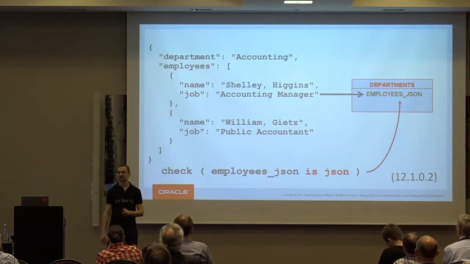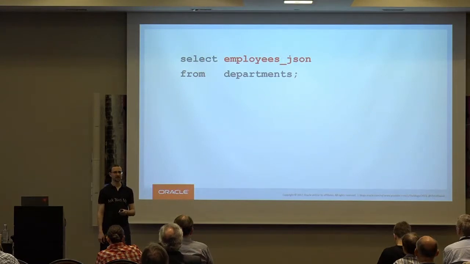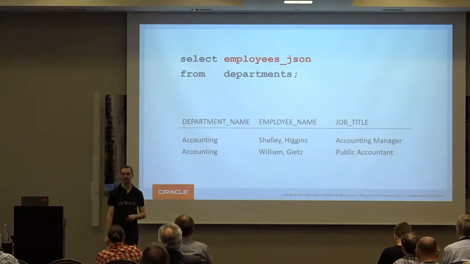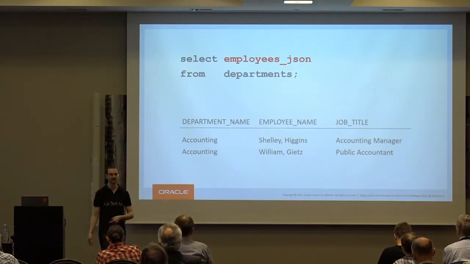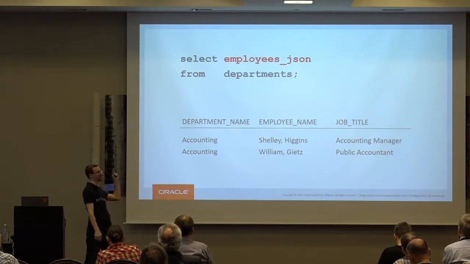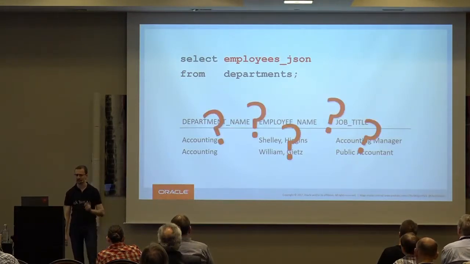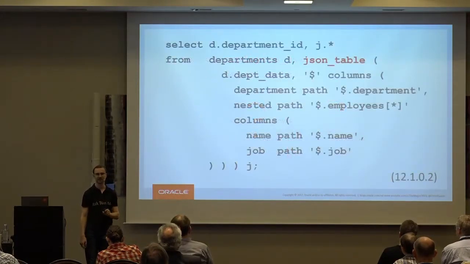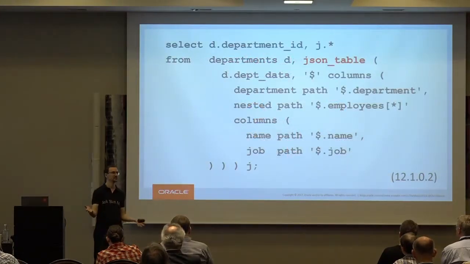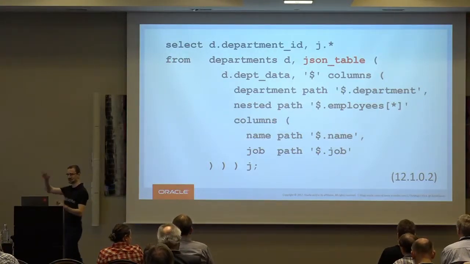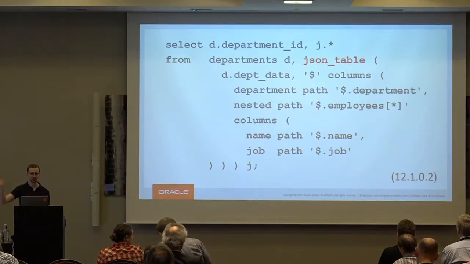This is all very well and good, but we got our employees JSON, and the employees were an array within the department. There's a good chance at some point you'll want to convert that to a traditional relational format, rows and columns. But we've only got one document, so how do we do that conversion? Well, again in 12.1.0.2, we introduced the JSON_TABLE function, which allows you to do that mapping. So you can explode out all the elements of the JSON array into individual rows and columns.